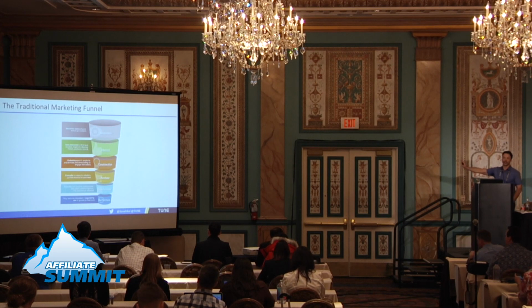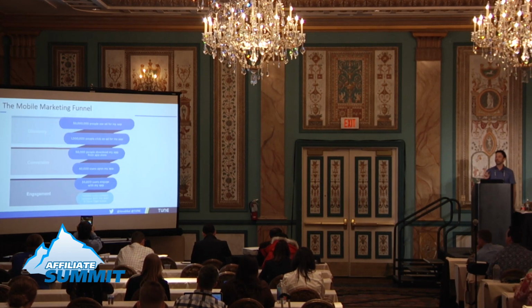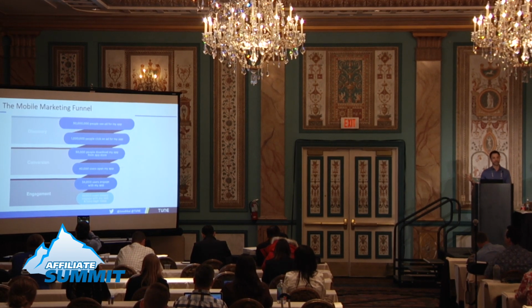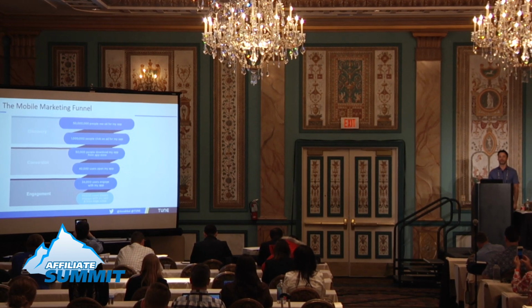This is a traditional funnel. You've all seen this. I'm not going to bore you. We have awareness, interest, consideration, purchase. The mobile marketing funnel is much different, right? We look at it as 3 phases. We have discovery: how do you discover the app? We have conversion: how are you going to get people to convert and use your app? And the most important part of this, and we'll see later, is engagement. How do you get people to actually engage and use your app, right?